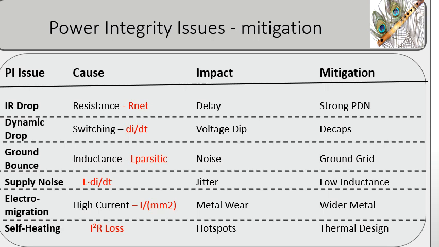Electromigration is mitigated by using wider metal lines to reduce current density and improve long-term reliability. Self-heating is addressed through careful thermal-aware design, optimized routing, and efficient heat dissipation. Together, these mitigation techniques ensure stable power delivery, reliable timing, and dependable long-term ASIC operation.